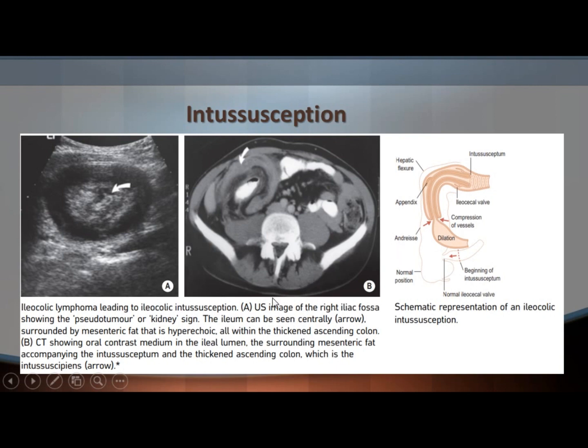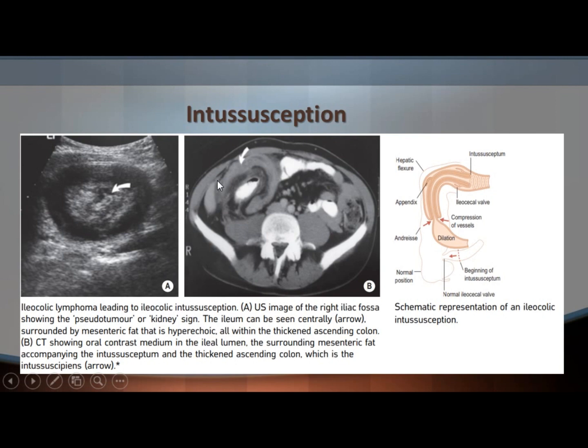So it may appear like a kidney sign in ultrasound. It appears just like the kidney: the outer hypoechoic region and central echogenic. This is the wall of the colon. Here, this is the ileum, edematous. The ileum is inside.